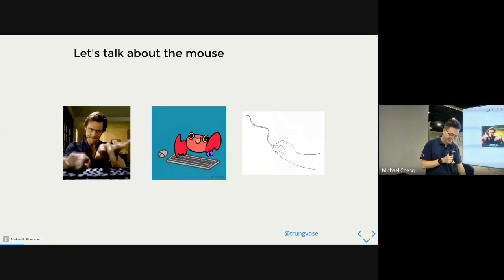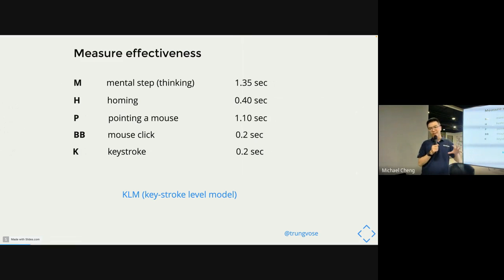It's considered fast. So we talk about how to measure the effectiveness of using a mouse and keyboard, and there's the KLM, the keystroke-level model, which essentially means how long it's going to take a user to finish a task. And there are different steps you can see. The mental thinking is like, should I use a mouse? What should I do next? That is what you think. It's going to take 1.35 seconds, the longest.